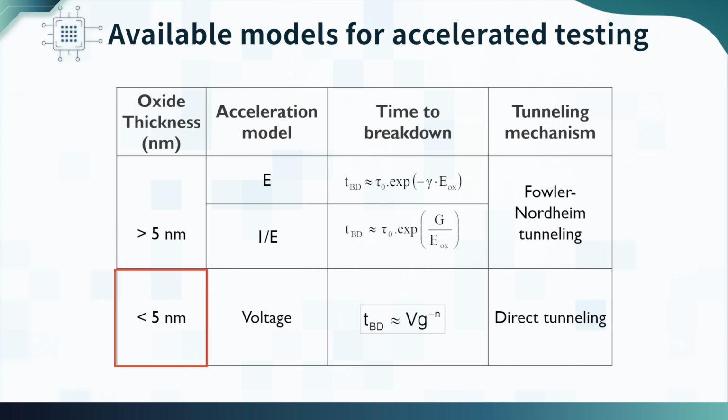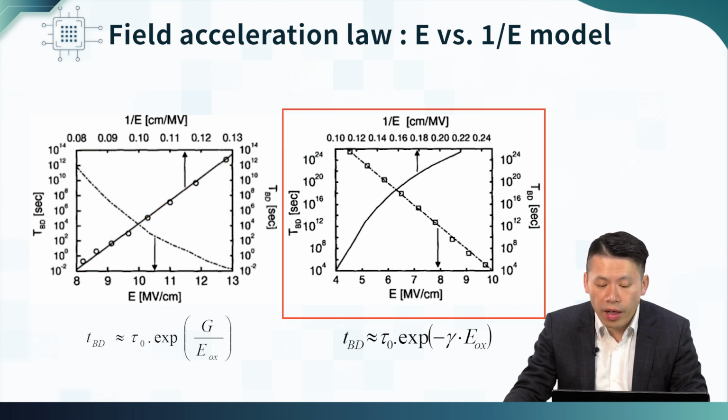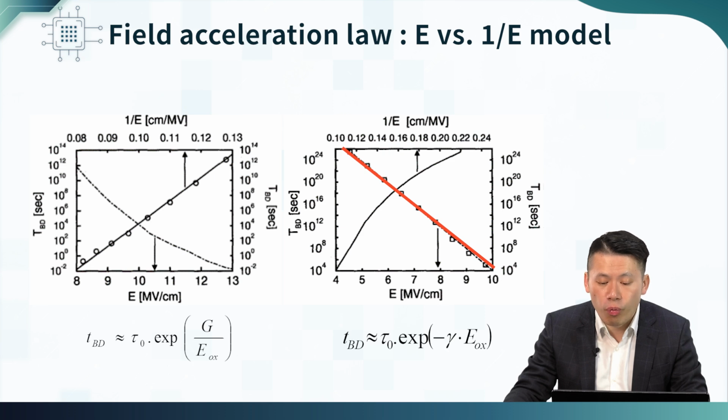And in the case of below 5 nanometer, the acceleration model is based on voltage, which is due to the direct tunneling mechanism. And here's some of the experimental data to show the E model or 1 over E model fitting. So you can see this is TBD versus different electric field. So the E model can fit the data very well. Or this is TBD, and this data can also be fit well by the 1 over E model.